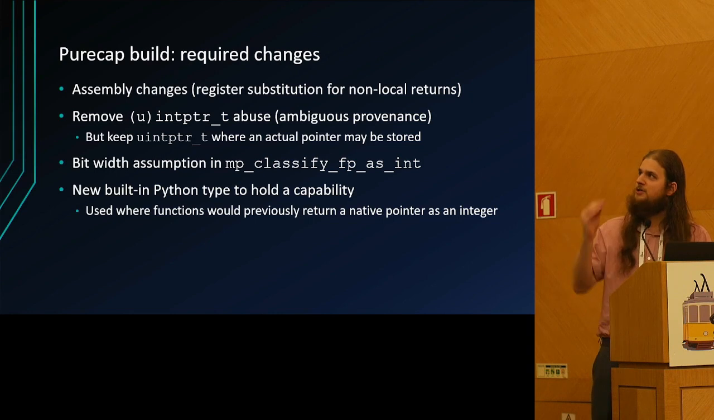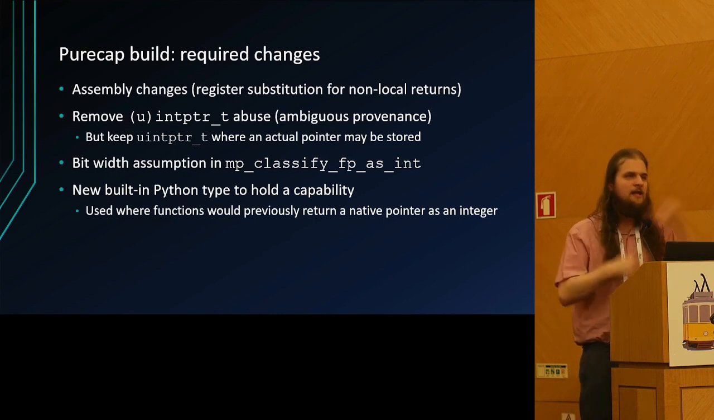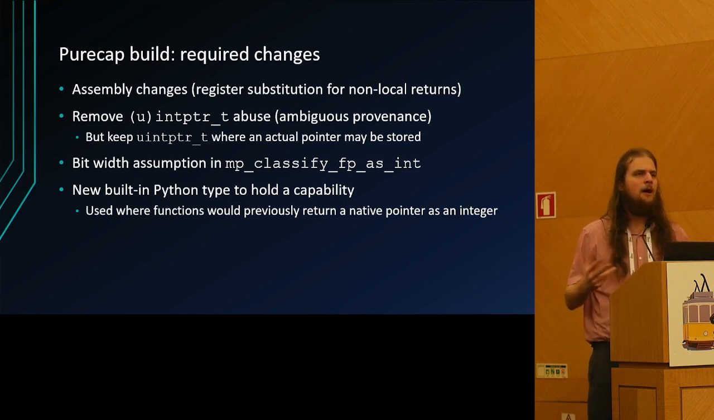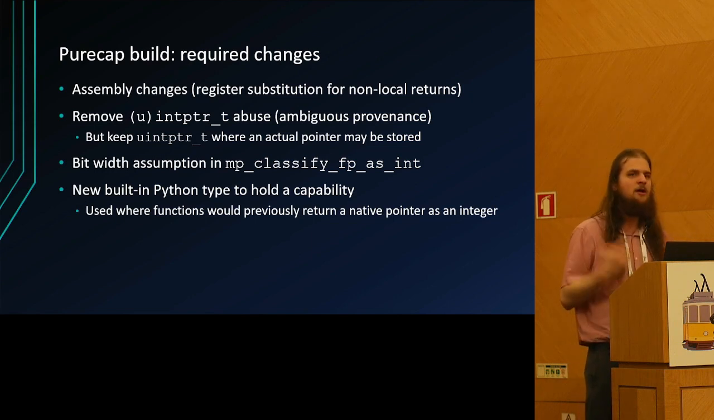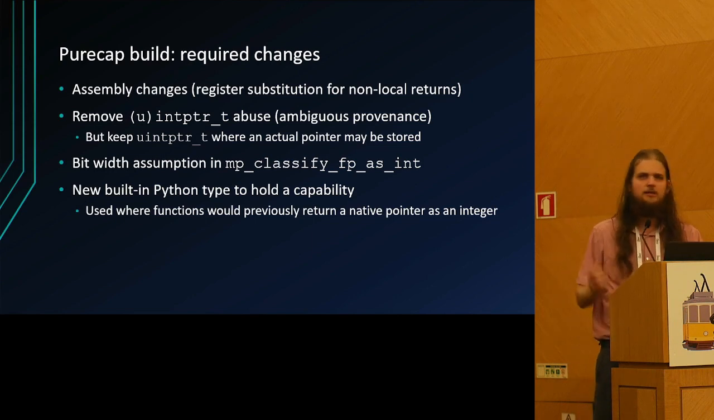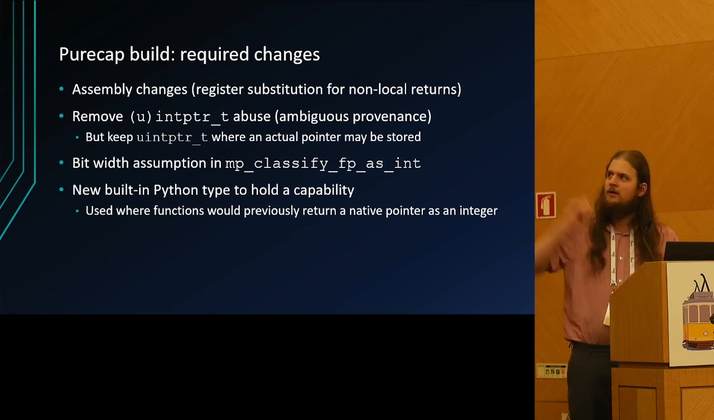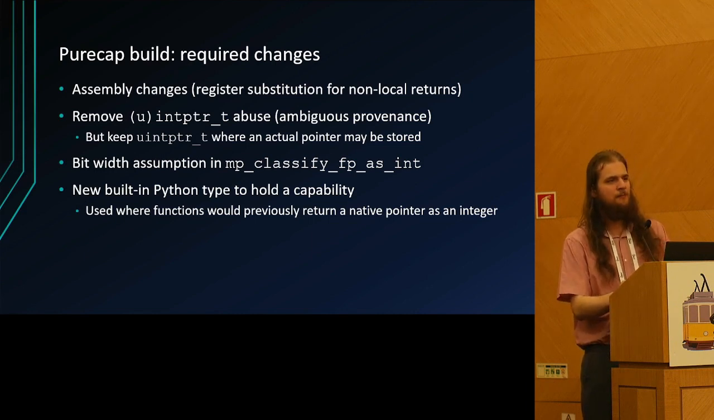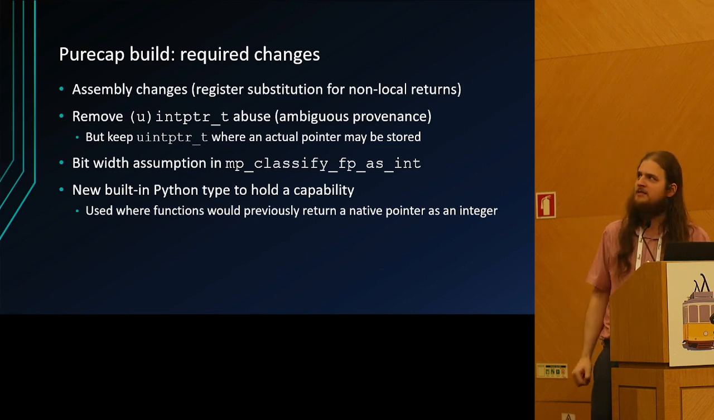We had to change assembly somewhat. Where inline assembly was used to implement non-local returns, we had to change the registers so that the full capability registers were stored rather than just the integer registers, to make sure that the stack was properly restored. We had to remove areas where uintptr_t was used where there weren't actually pointers being stored, because, like I said before, if you just try and add them together, the compiler will complain about provenance.